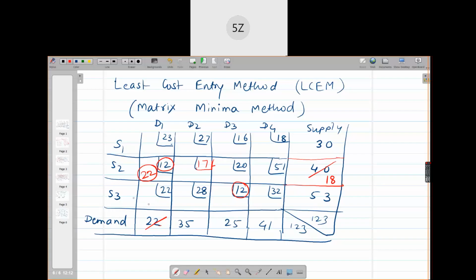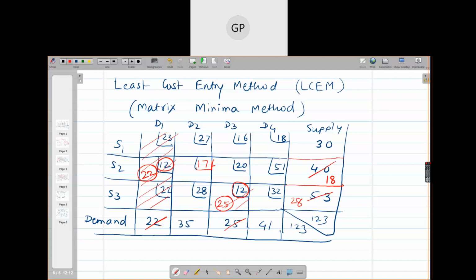So that is again 12 here. How many units can you give? All 25. Yes, 25 you can give. And how many are left then? 28 are left.